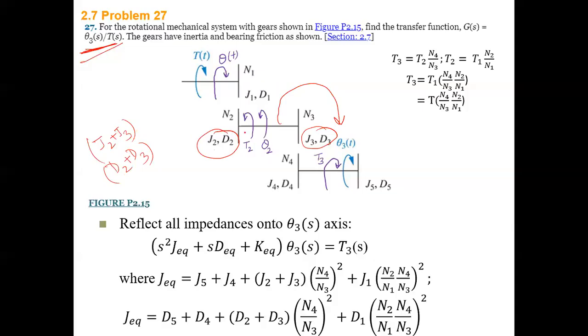So how do they get reflected? Again, this is destination over source squared, right? So what is the destination here? N4. What is the source here? N3, right? So N4 over N3 squared. Similarly, here you get N4 over N3 squared. That's the question here so far.